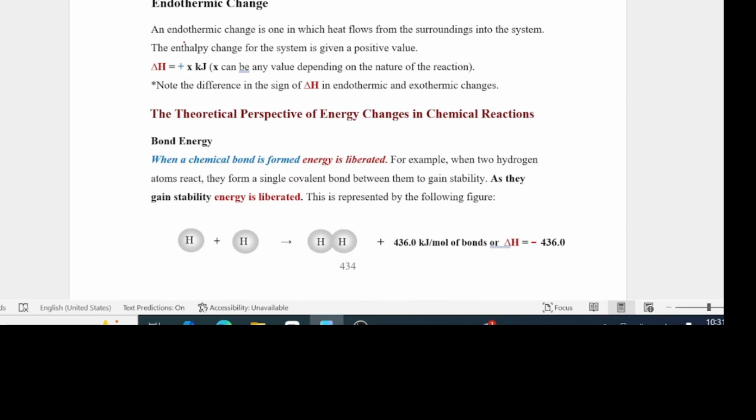Endothermic change. An endothermic change is one in which heat flows from the surroundings into the system, and the enthalpy change is given a positive value. Whenever you see a delta H sign like that, and you see a positive sign in front of a certain value, it means that that is representative of an endothermic change.